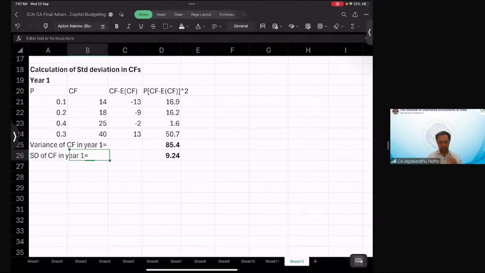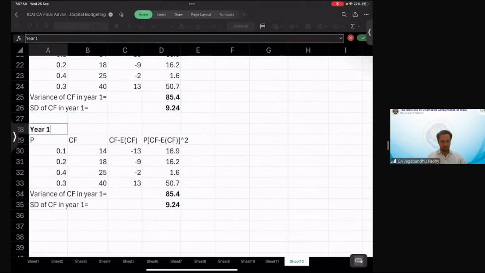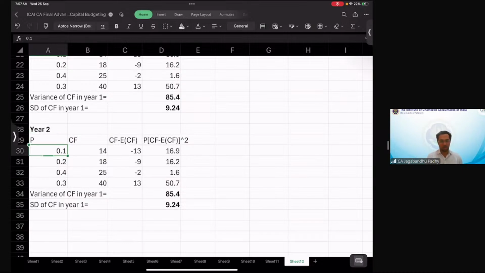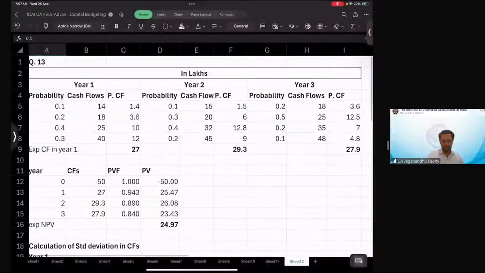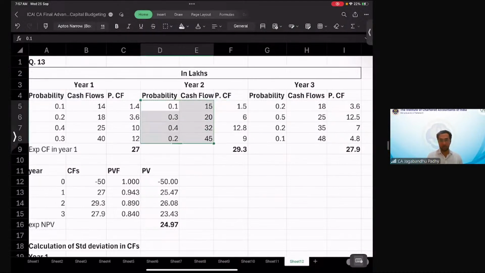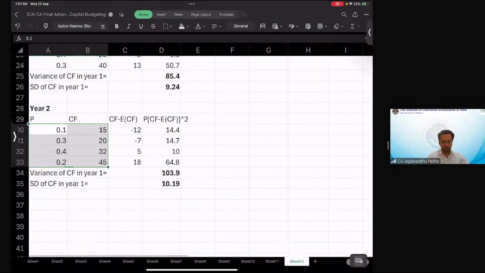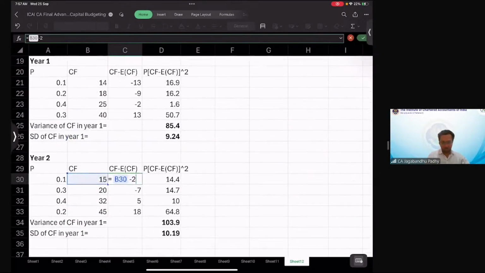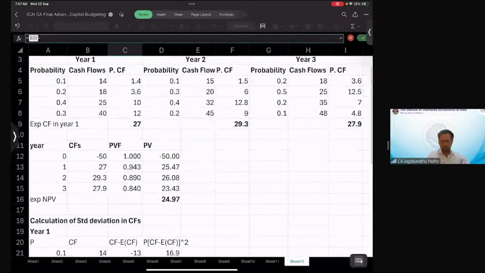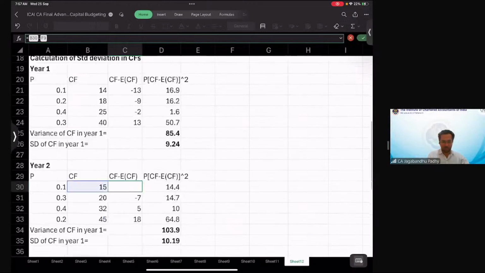Correct. Now, same way, we can get these calculations for year 2 and 3. So for year 2, we write down again the probabilities and the cash flows. So probabilities are like 0.1, 15, 20. Okay. Let me just take down these numbers for year 2. And now again, we are going to subtract the expected value, which is 29.3.